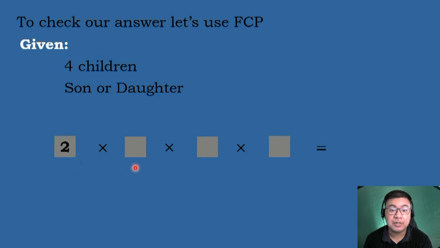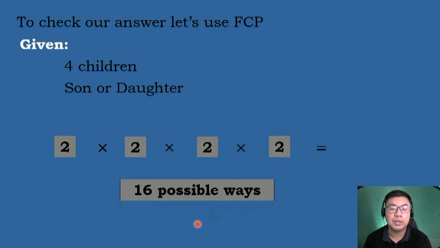Times on their second child, again, it can be son or daughter. And then on their third child, it can be son or daughter. So there are 2 possible ways. And then on their fourth child, it can also be a son or a daughter. So there are 2 possible ways. And then we will multiply these 4 numbers. 2 times 2 times 2 times 2 will be equal to 16 possible ways. Therefore, our answer is correct.